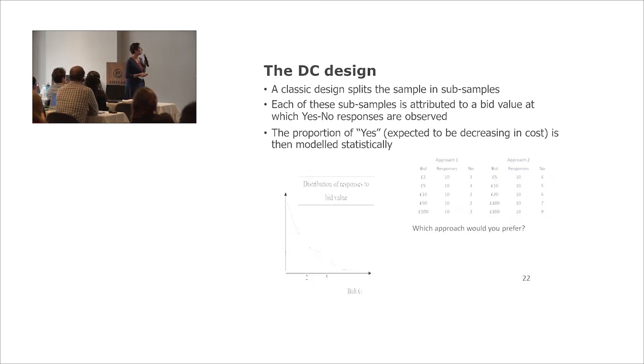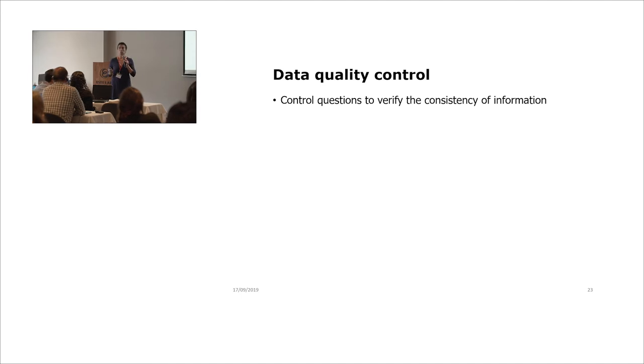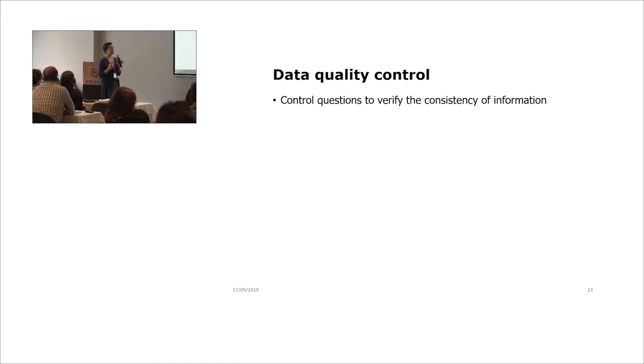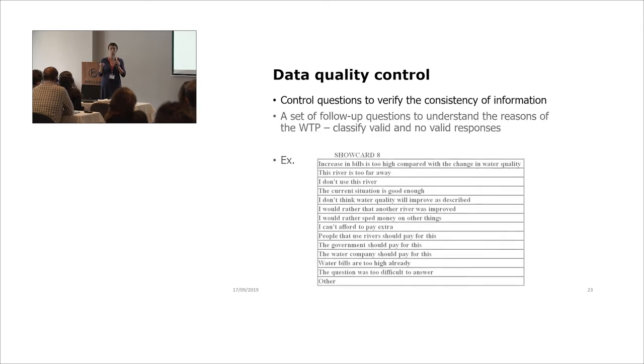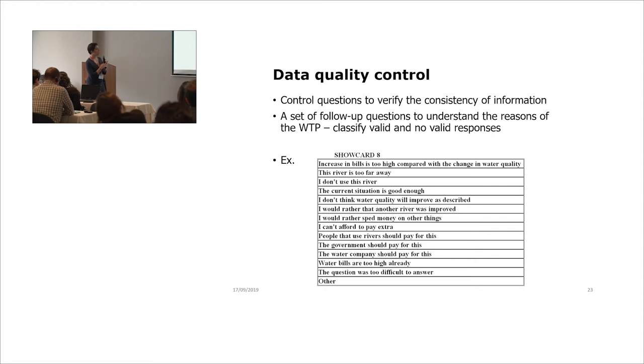So the choice of the elicitation mechanism has to be made. Then you go and collect the data. Are the data valid? So for data control, you need to include follow-up questions to disentangle and understand why people said yes or no.